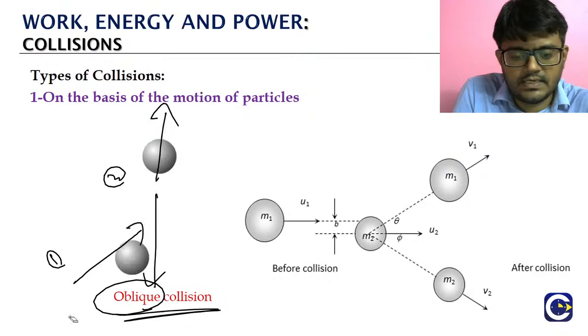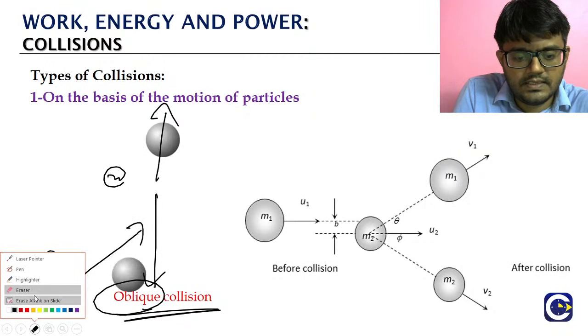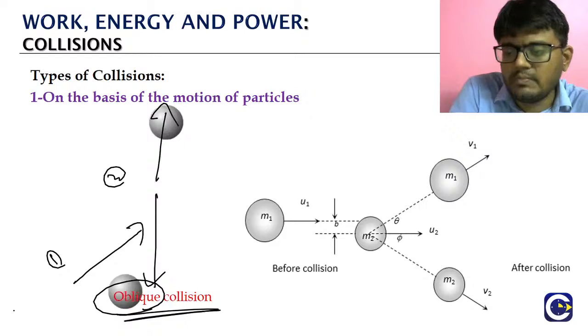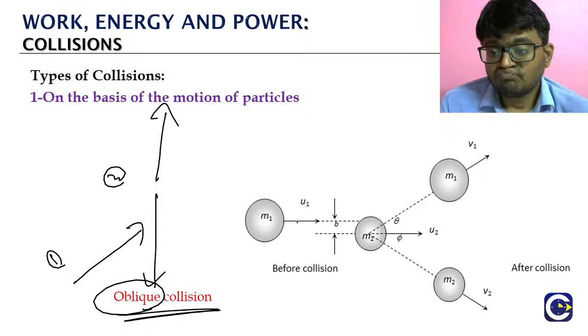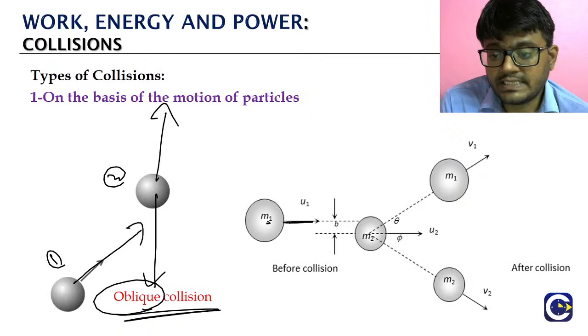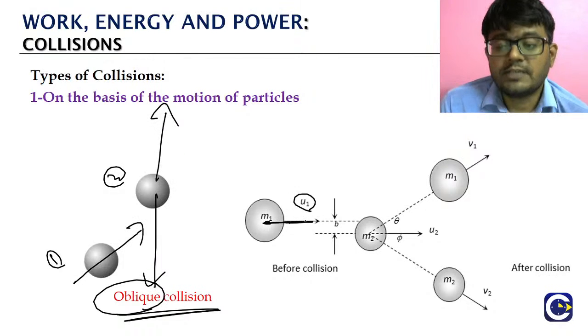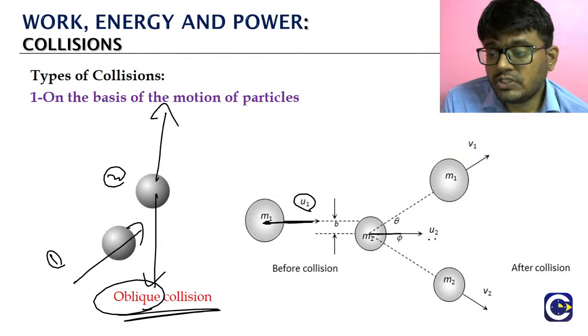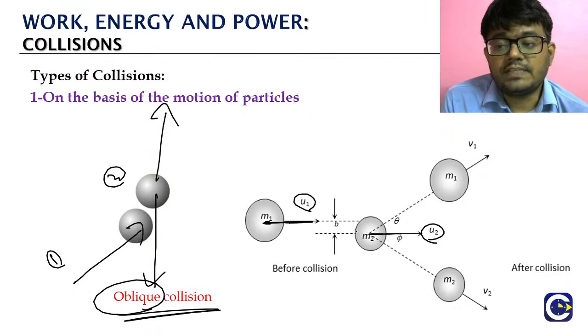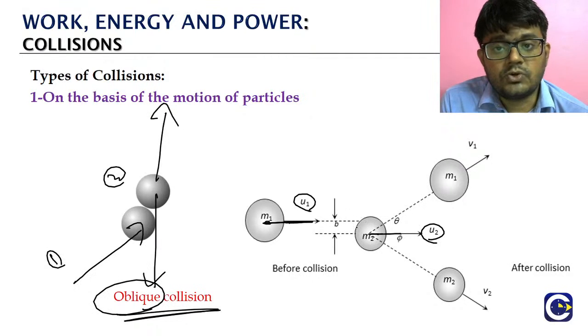So we'll see the representation of the oblique type of collision. Here, the velocity u1 and velocity u2 are along different lines. You can see the velocities u1 and u2 will be along different lines.